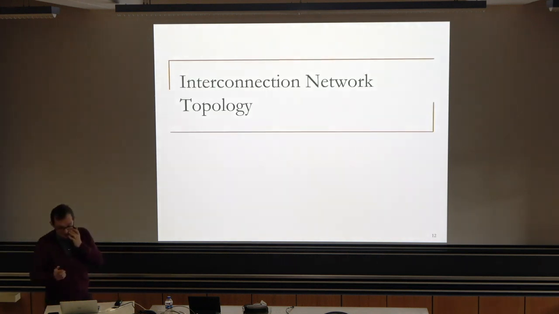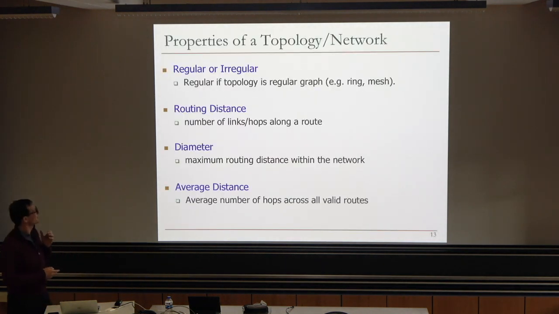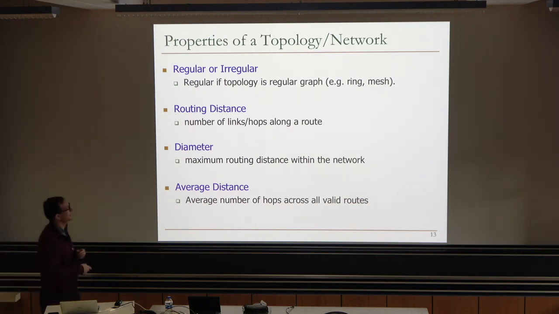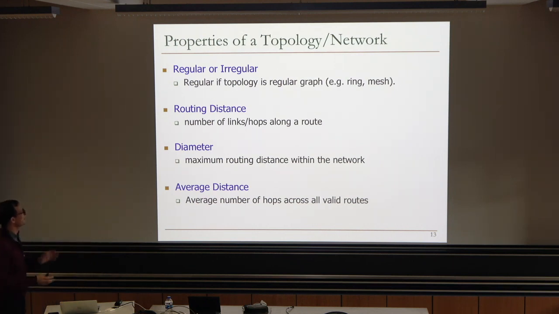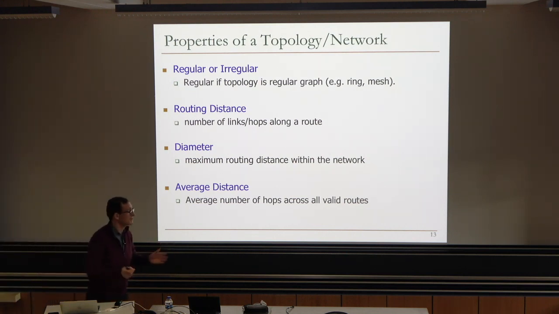Okay, so let's give some more topology. Unfortunately, some more terminology, but this is useful, hopefully. So clearly, regular, irregular. If the topology is a regular graph, mesh is very regular, as we've seen. Ring is going to be regular, but you could also have a completely irregular graph, right? That's obvious. And I believe the internet is very irregular. There's no dictated topology on the internet, for example.